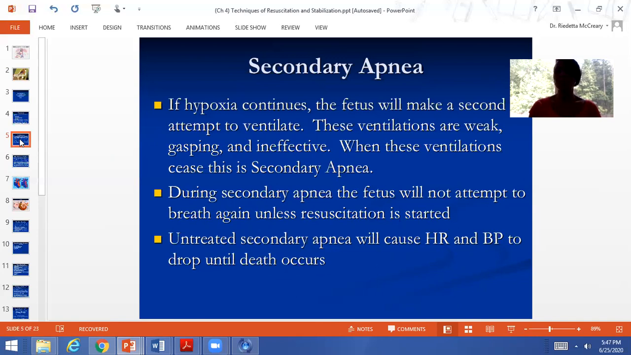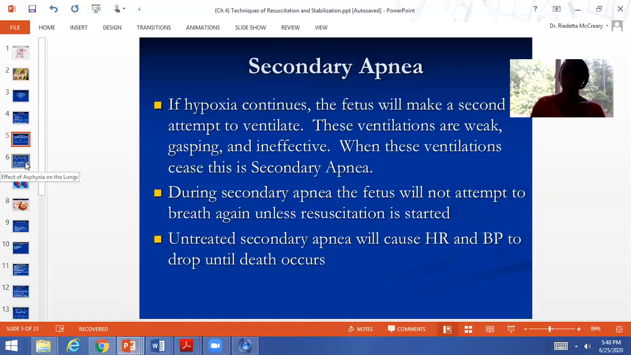Untreated secondary apnea will cause the heart rate and blood pressure to drop until death. So if a baby goes into secondary apnea in utero and we do not respond emergently, once the heart stops, then that's it for the baby. So when a baby is born, we have to determine when they are apneic, is this primary apnea or secondary apnea? What are we dealing with here?